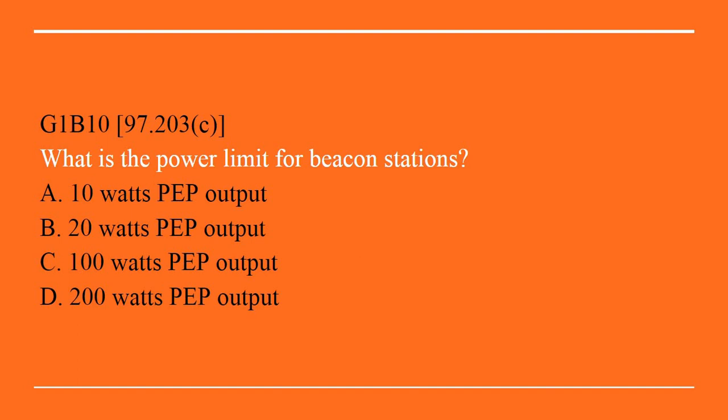G1B10. What is the power limit for beacon stations? A. 10 watts PEP output. B. 20 watts PEP output. C. 100 watts PEP output. Or D. 200 watts PEP output. Correct answer C. 100 watts PEP output.